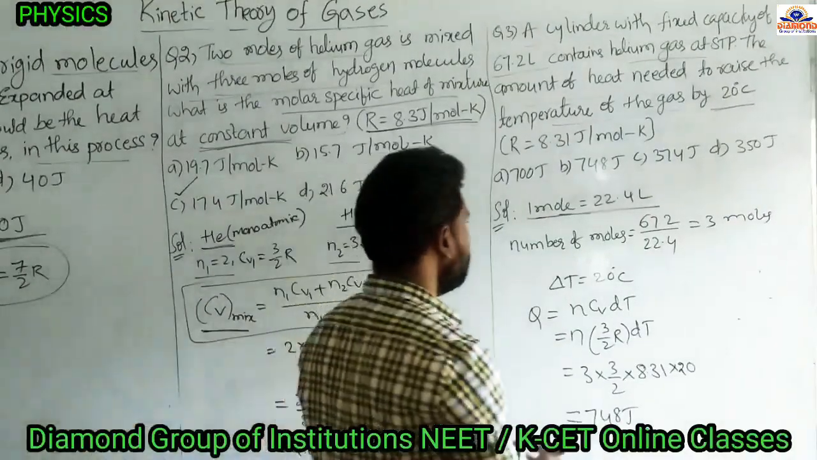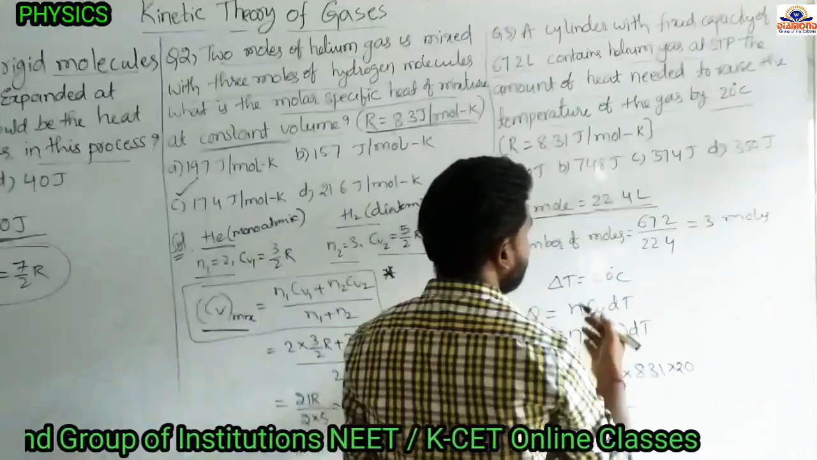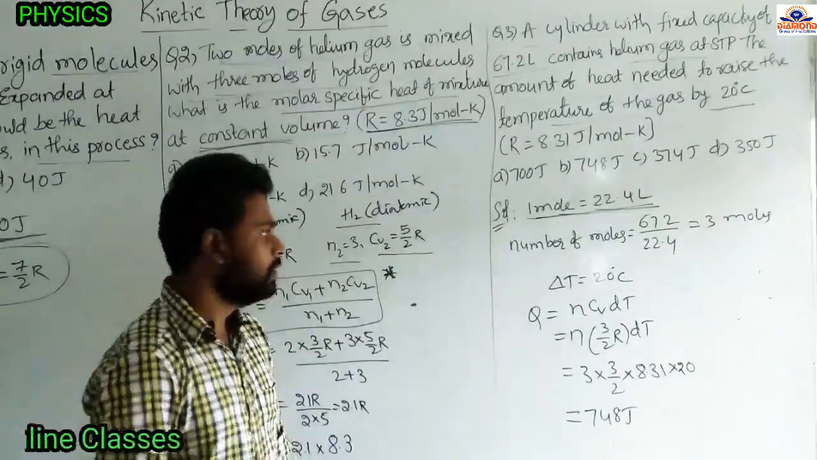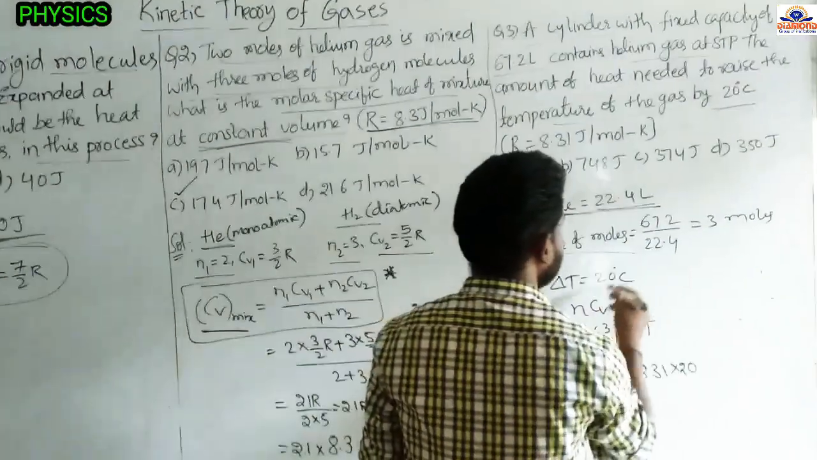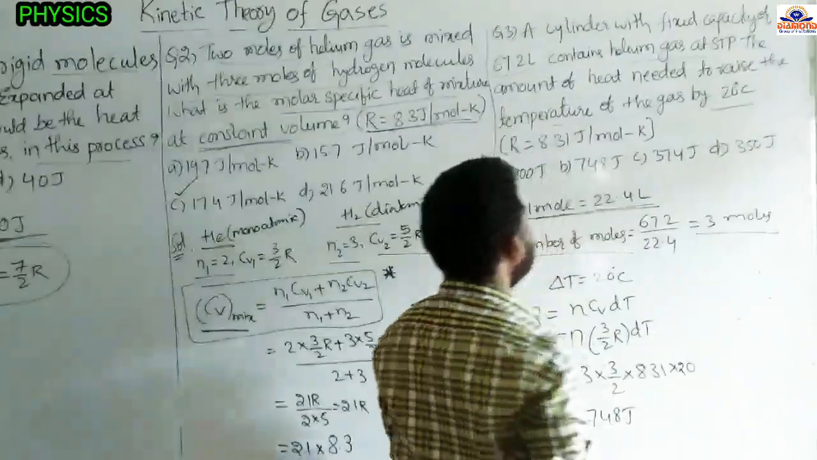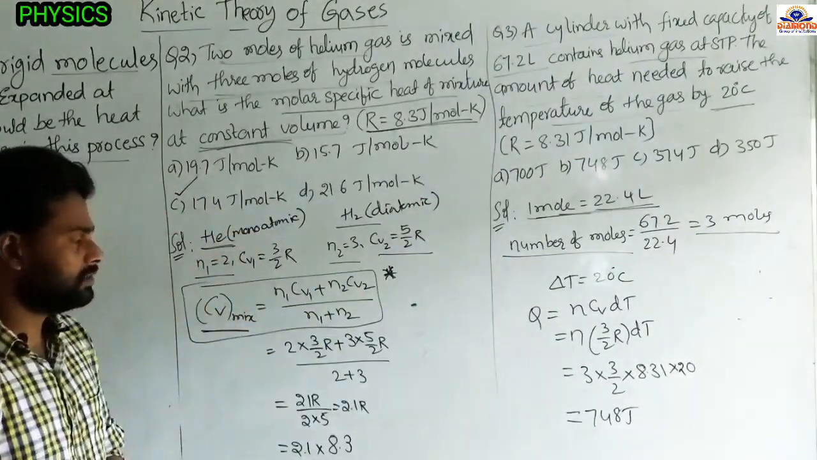So 1 mole is equal to 22.4 liters. So if the volume is 67.2 liters, how many moles are present? The number of moles equals 67.2 by 22.4, we will get 3 moles. That means 3 moles of helium gas are contained in the cylinder.